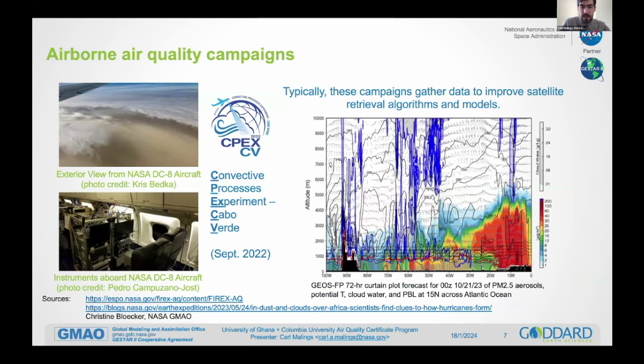But just the idea that we're gathering a lot of concentrated data about the meteorology, the chemistry, the properties of aerosols and things like that, and bringing that together with models to really try to improve our basic understanding of the underlying chemistry and physics governing things like air quality.